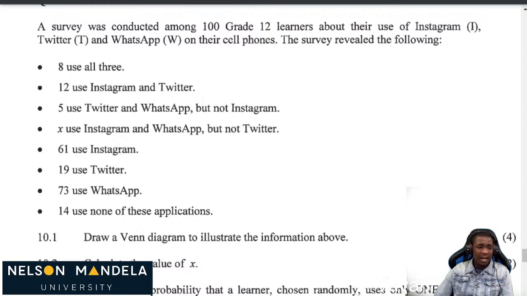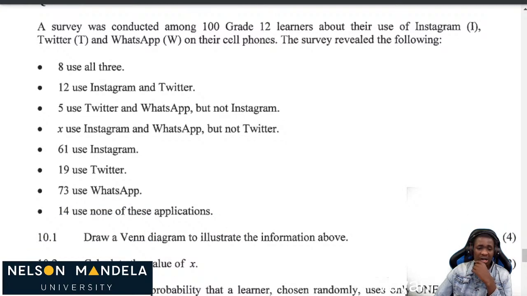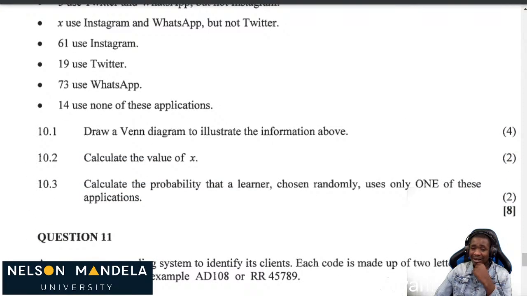All right, so now question 10 is 2017. It's the last question. A survey was conducted among 100 grade 12 learners about their use of Instagram, Twitter, and WhatsApp on their cell phone. The survey revealed the following: 8 use all three, 12 use Instagram and Twitter, 5 use Twitter and WhatsApp but not Instagram, x use Instagram and WhatsApp but not Twitter, 61 use Instagram, 19 use Twitter, 73 use WhatsApp, 14 use none of these applications. Draw a Venn diagram to illustrate the above information.